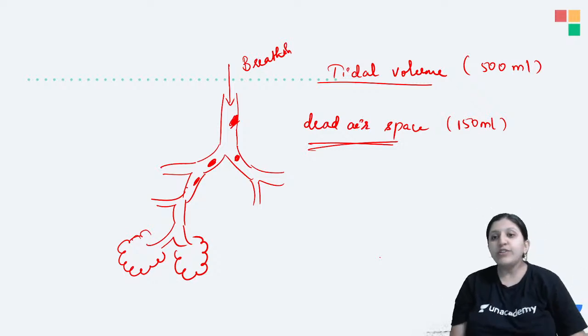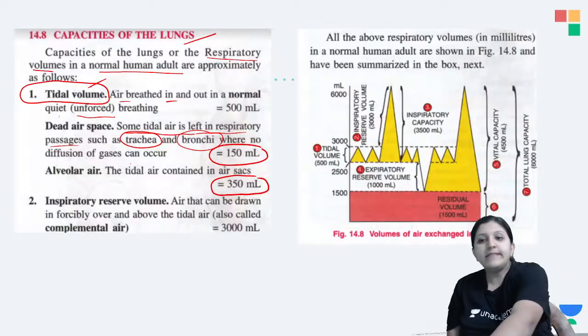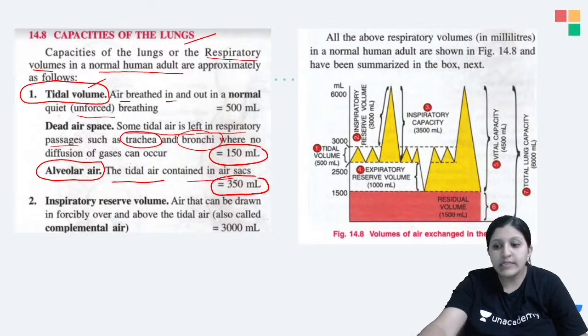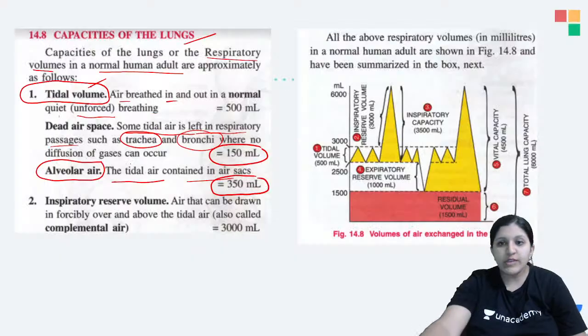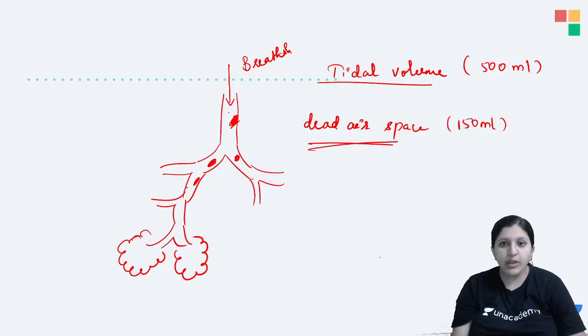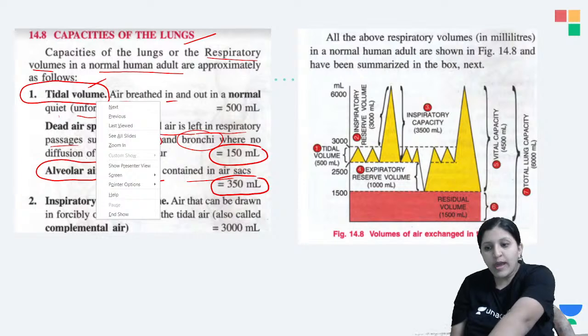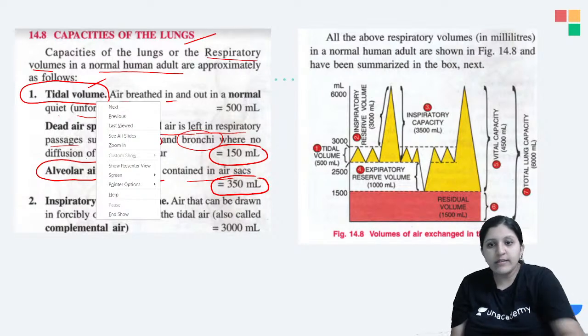All right, so here the dead air space is there. Then the other volume is the alveolar air, that is the tidal air which is contained in the sacs. When you breathe in, a particular amount of air reaches over here. This air which has reached the alveoli, we consider as alveolar air.